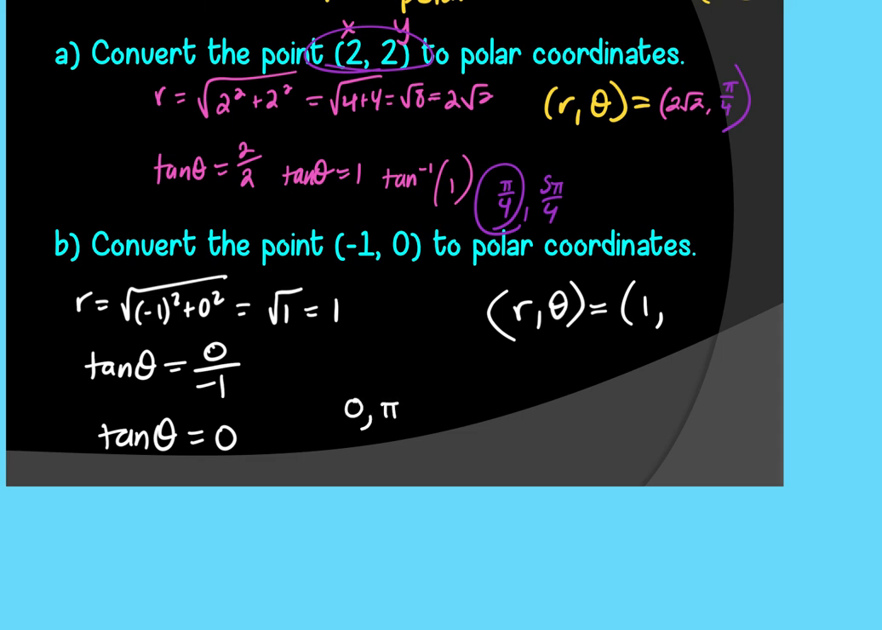How do I know which one to pick? Because where would -1, 0 be? Over here. So it's that one. And we don't include 2 pi. It's from 0 to 2 pi, but there's a parenthesis on the 2 pi, so it doesn't include it.